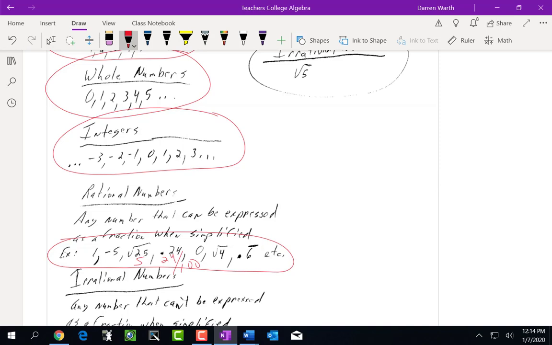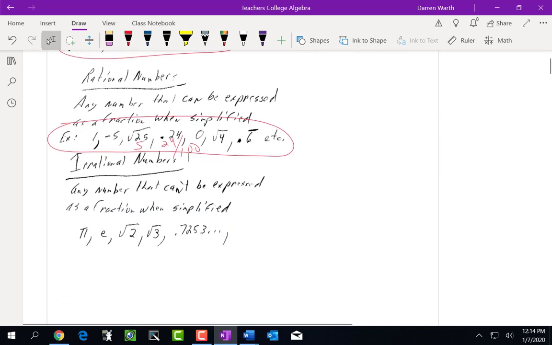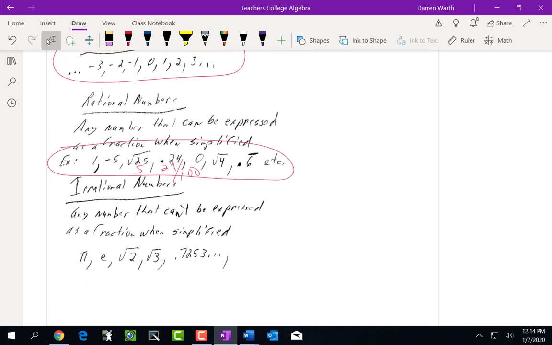And then your irrational numbers are any numbers that can't be expressed as a fraction when simplified. So there's several that fall into this category. There's pi, 3.14, and that goes on. The number e, and then of course your radicals that can't be simplified. The square root of 2, square root of 3, and the square root of 4 wouldn't fall in that because the square root of 4 can be reduced to 2, and so on. So those are your number systems that you'll need to remember.